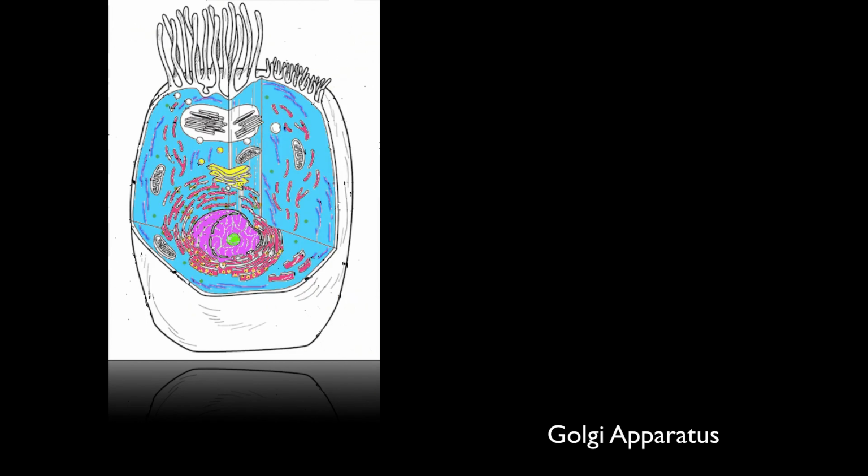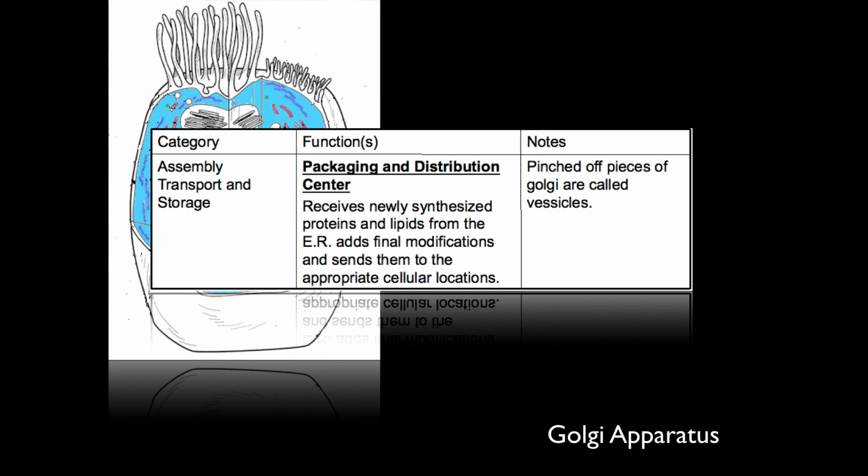From the endoplasmic reticulum, those proteins are passed on to the Golgi apparatus. The Golgi apparatus is a packaging and distribution center. It's involved in assembly, transport, and storage. It takes the newly synthesized proteins, lipids, or complex carbohydrates from the endoplasmic reticulum, does any final modifications they need, and then packages them together with other things that are going to the same place in the cell.